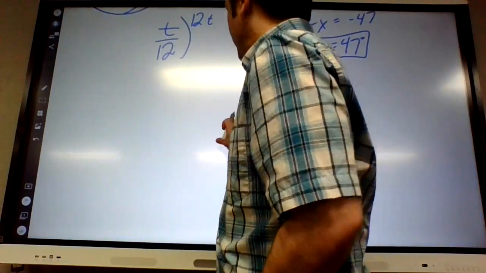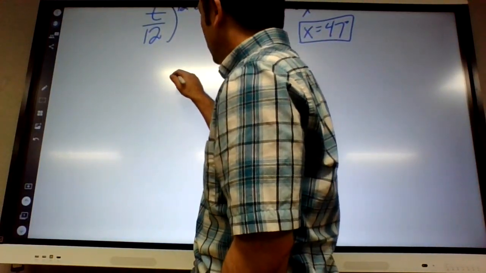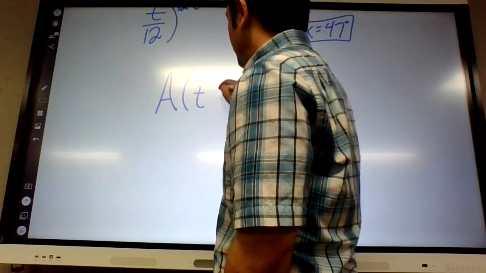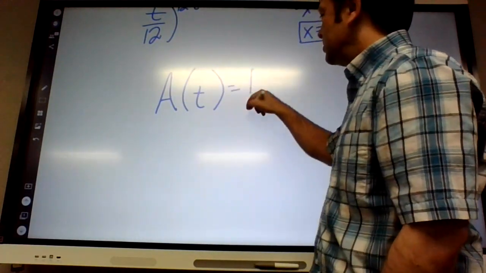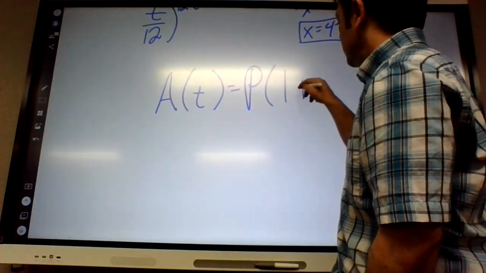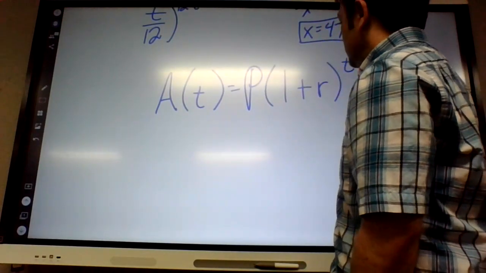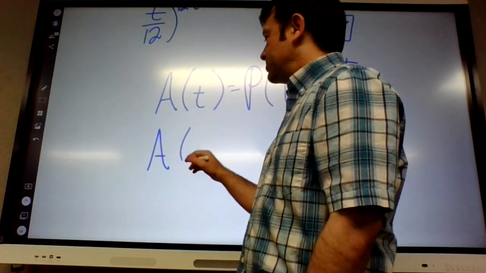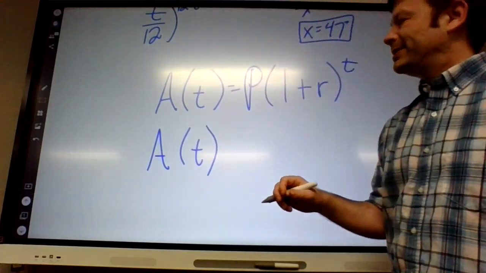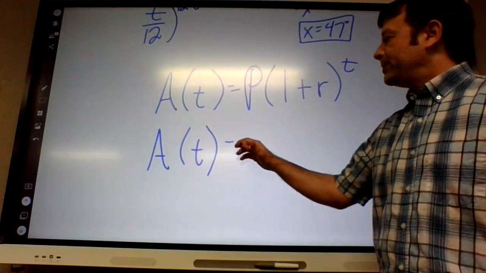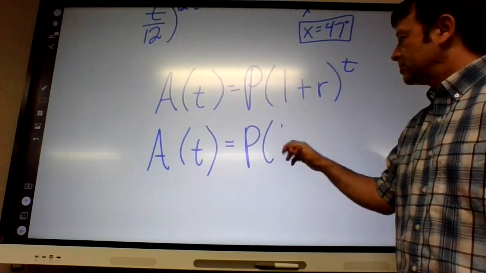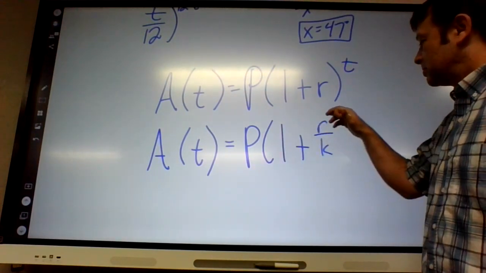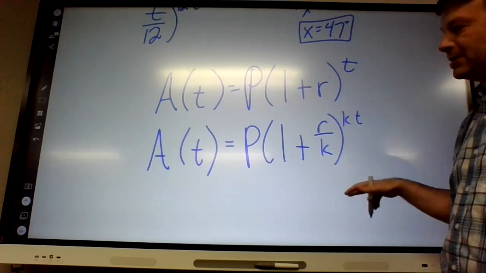You guys remember the compound interest formula? Or let's start with the basic exponential growth formula. T equals P times (1 plus r) to the t. Okay, that's basic exponential growth. It could also be used for simple interest. And then what do we do for compound interest? Times (1 plus r over k) to the kt.